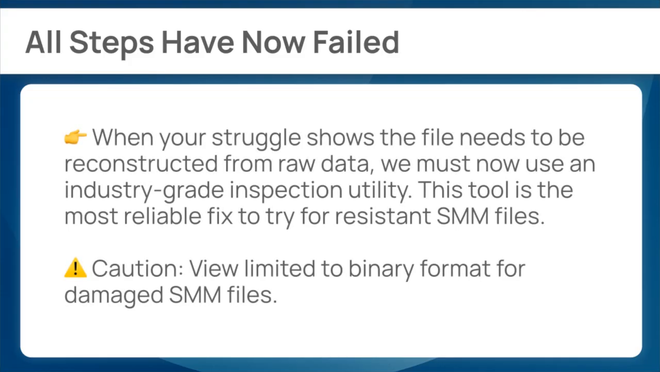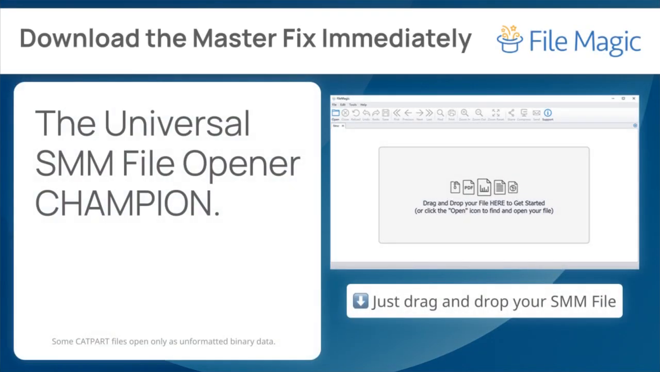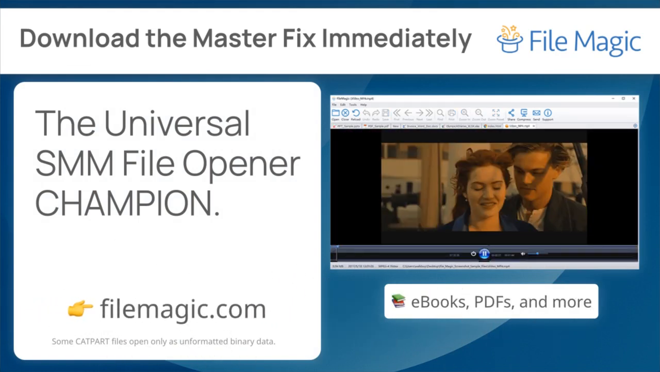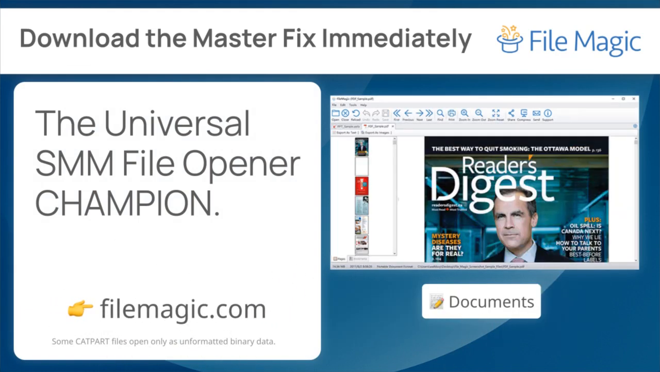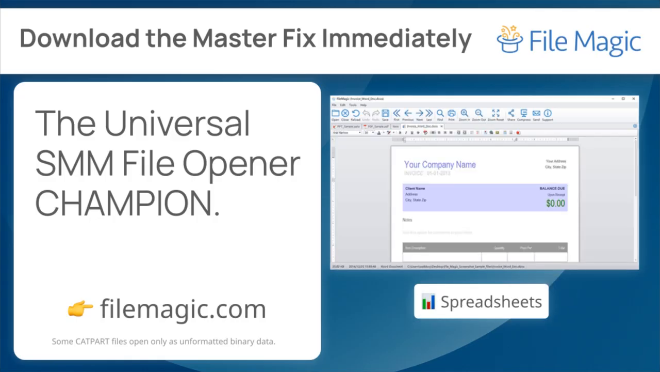If no standard application could engage your SMM file, we must escalate to a specialized utility. Activating the universal fix is the best option to try for this file type. When your SMM file is still locked, the issue is almost certainly due to its niche format, which few programs recognize. FileMagick specializes in reading these obscure file types. Visit filemagick.com for more info.